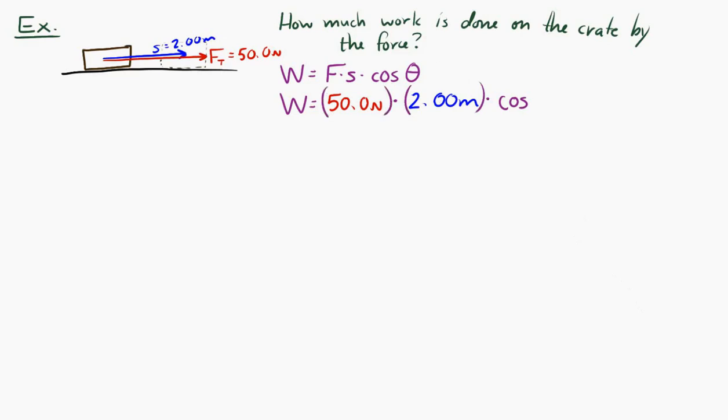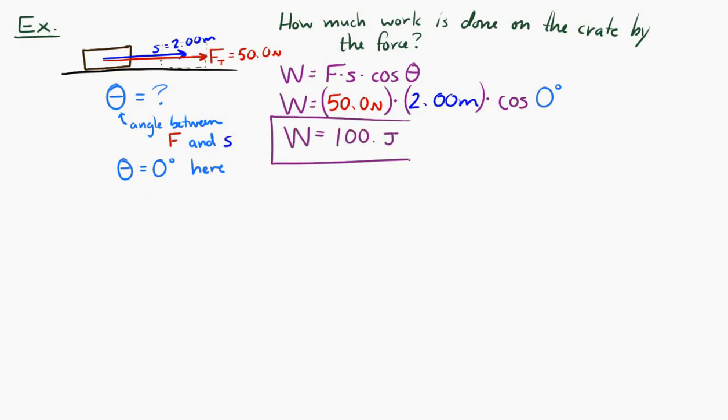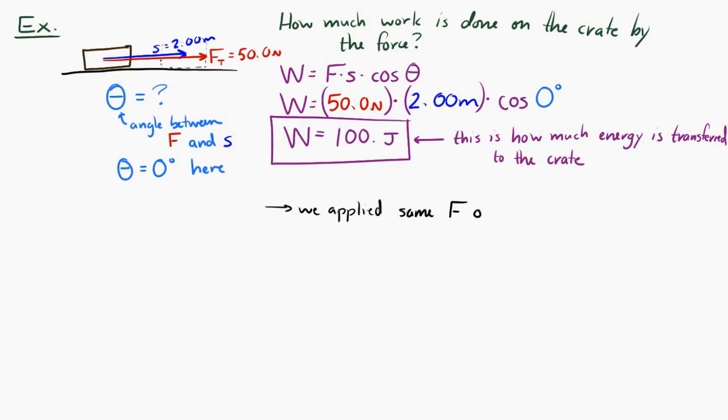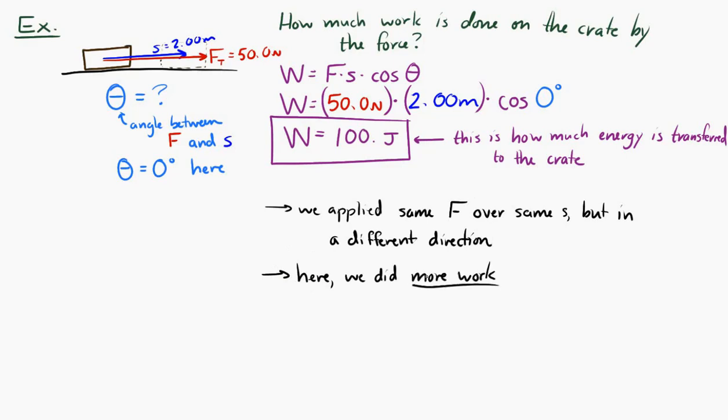And then the cosine of theta. Theta is the angle between the force and the displacement. Well, the force and the displacement are in the same direction. So the angle between them is 0 degrees. So we have 50 newtons times 2 meters times the cosine of 0 degrees, which is 100 joules. You transferred 100 joules of energy to the crate. And notice, in this situation, you apply the same amount of force over the same displacement. It's just that you apply it in a different direction. In this situation, you ended up doing more work on the crate.